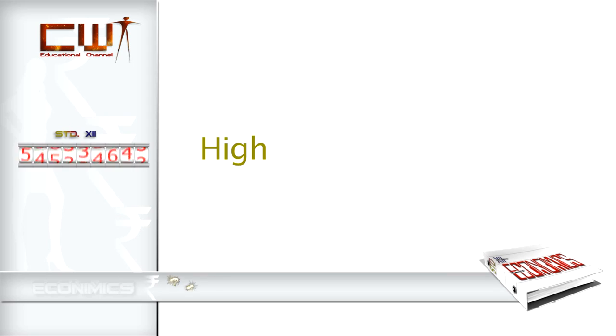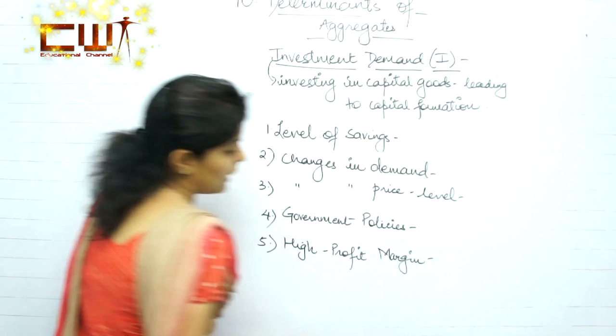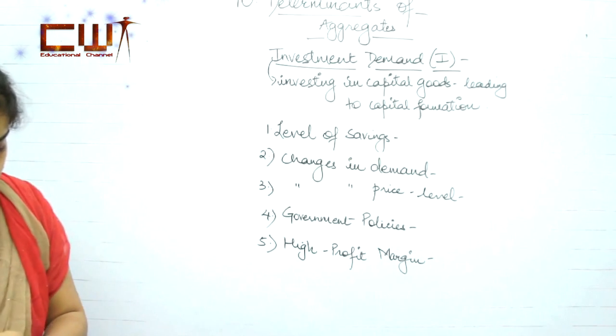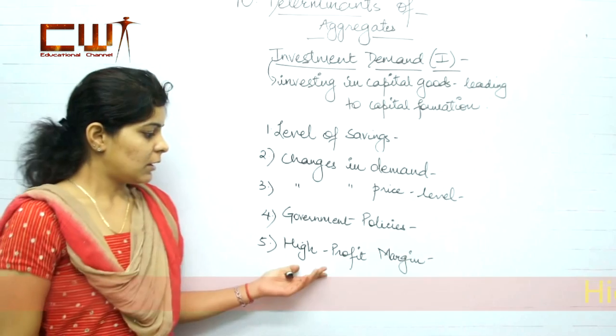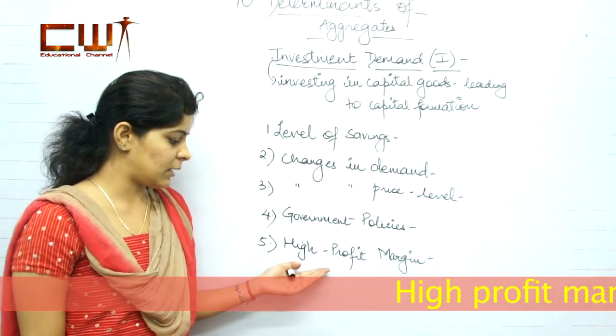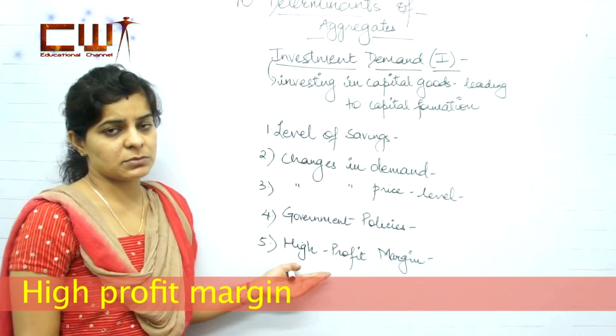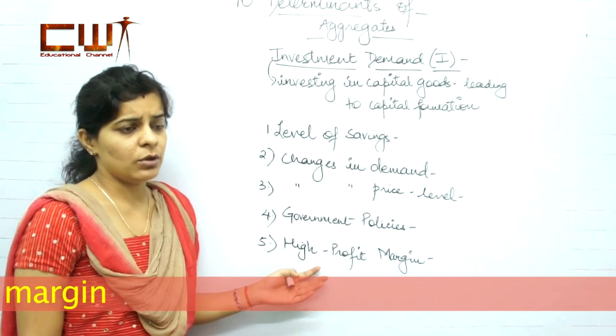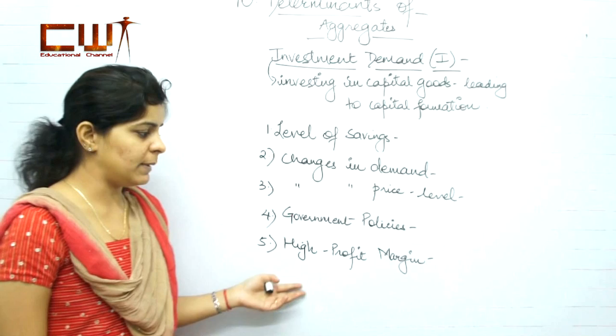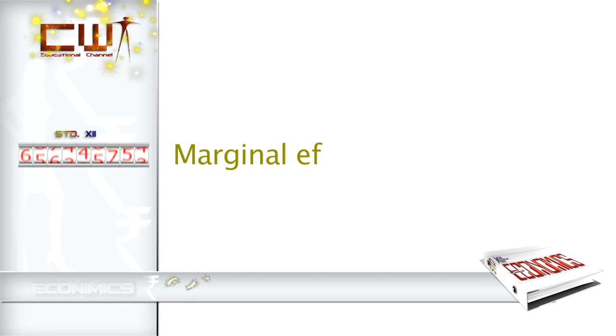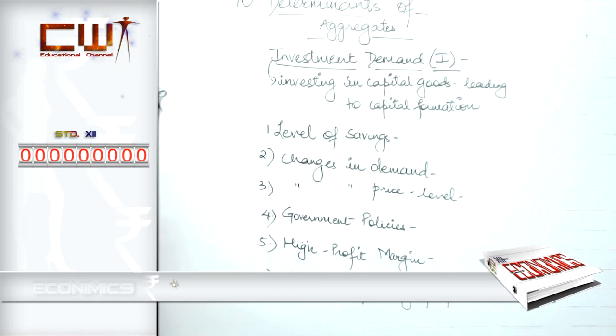Next is high profit margin. If the company is earning high profits, then definitely it will invest more in its business. If the profits are low, the investment will also be less. Next is marginal efficiency of capital. As long as the returns from the additional capital investment are greater than its cost, the investment continues to take place.